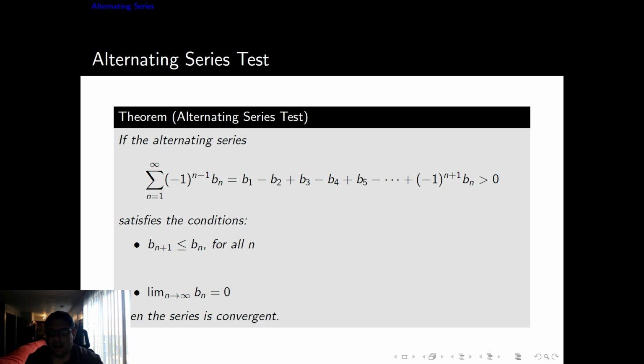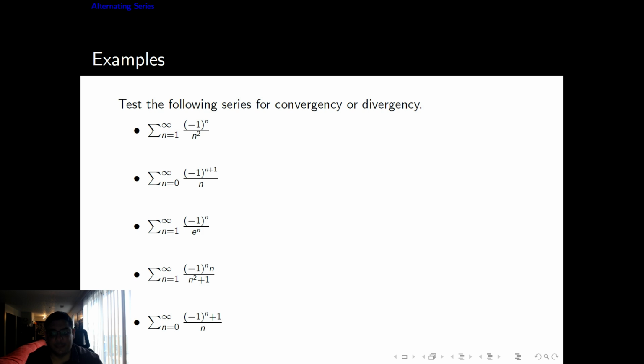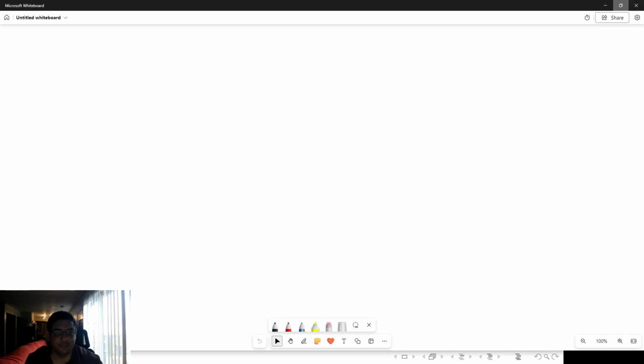Notice that I'm writing here bn plus 1 less than bn for all n, and this means that the sequence is decreasing. So let's see some examples of that to test convergence or divergence of certain series, where they all are going to be alternating series.